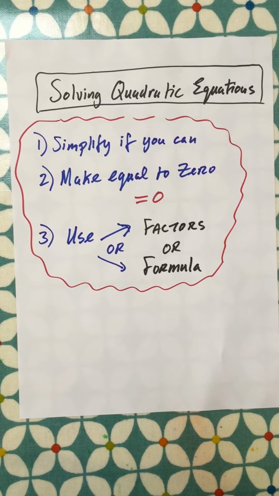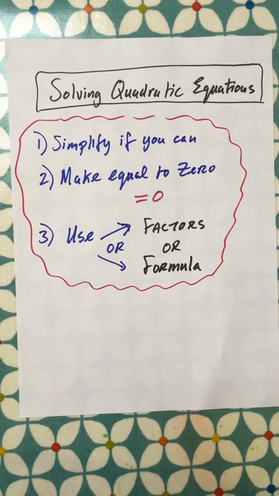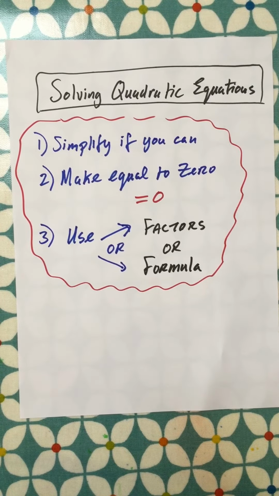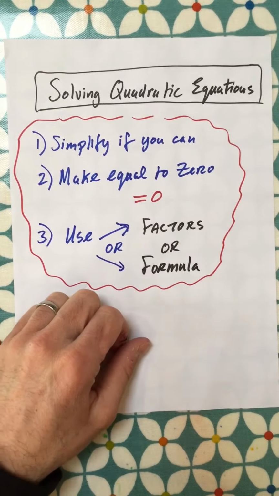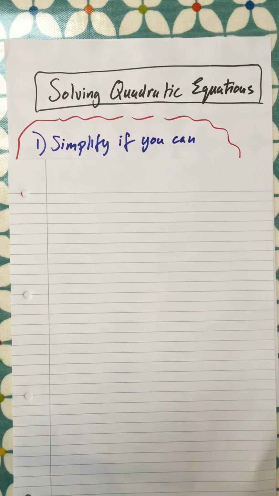Here is an outline of the main steps for solving any quadratic equation. Step 1, you simplify the equation if you can. What I mean by simplify if you can is if there's any multiplying sums that need to be done first or brackets that need to be removed, you remove them. If there's any terms that can be added together to simplify, you do that first.